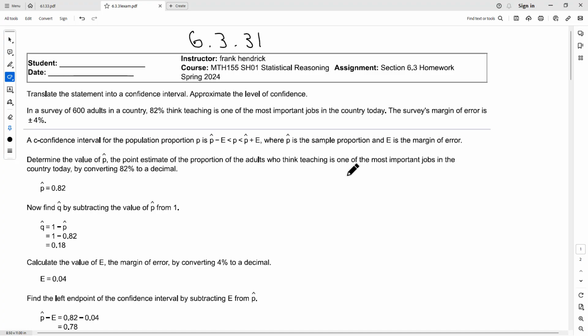This is Chapter 6, Section 3, Problem 31. Translate the statement into a confidence interval. Approximate the level of confidence.